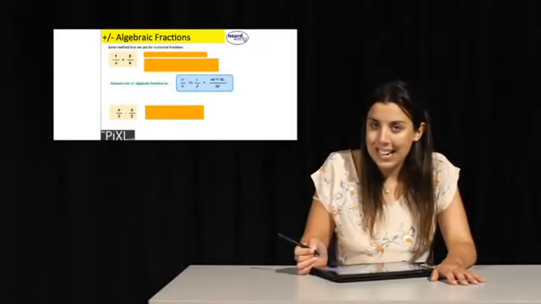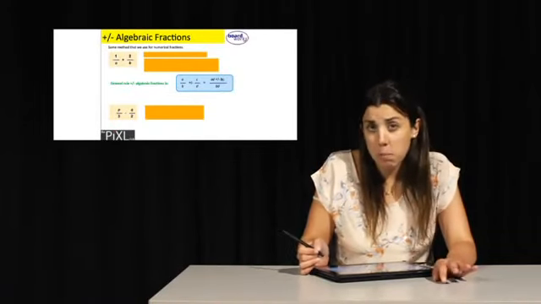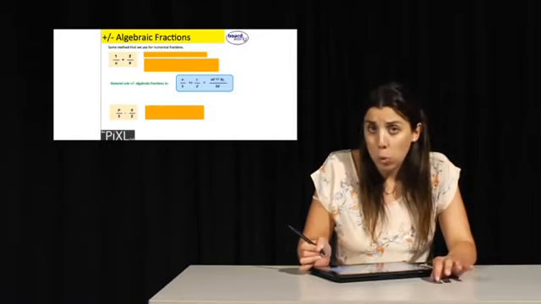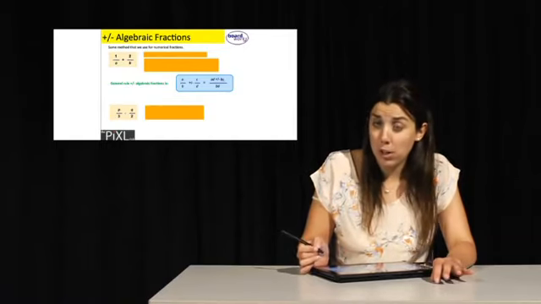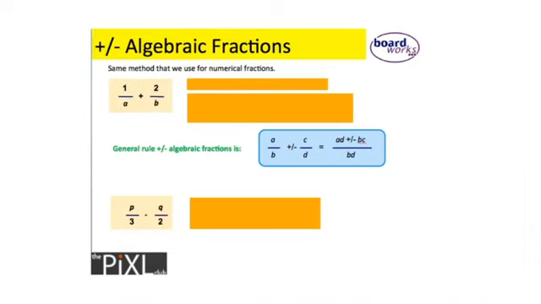We're now going to look at adding and subtracting algebraic fractions. Remember, just as with simplifying, the same rules that apply to normal numerical fractions apply when dealing with algebraic fractions. The example we have here is 1 over a add 2 over b.